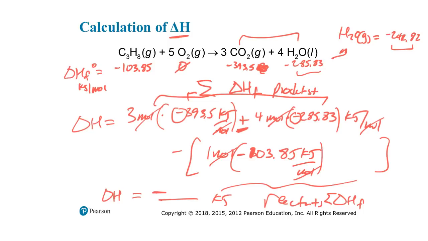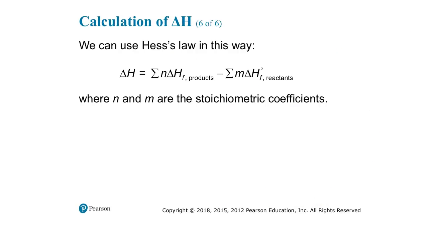Exothermic reaction should be negative. I'm not going to bother solving it, but you can crunch the numbers if you want. So that's how we can use values from the appendix to calculate delta H's of reaction very easily in a problem like this. Now you might wonder, why exactly does this work?